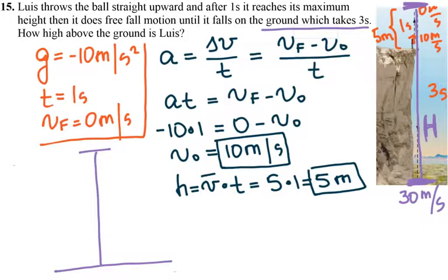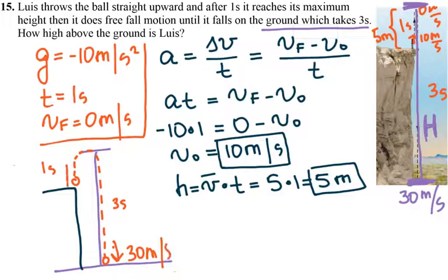So Luis is standing somewhere here. The ball was flying like this and then falls down all the way to the ground. It took 1 second here, it took 3 seconds here, and we said this velocity is 30 meters per second. And we calculated that the velocity that he threw it upward was 10 meters per second. And the top velocity here is 0 meters per second.